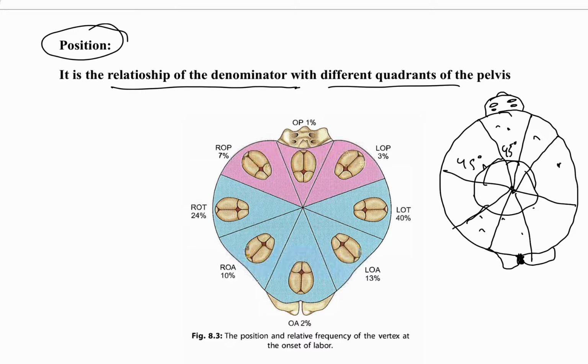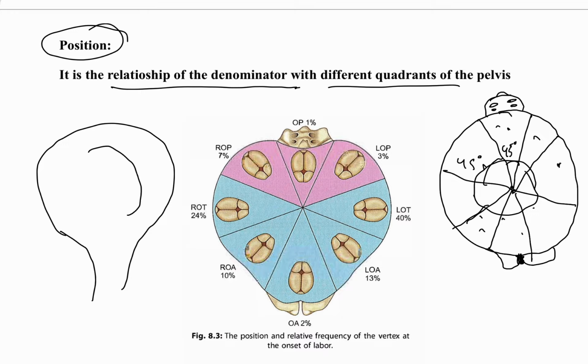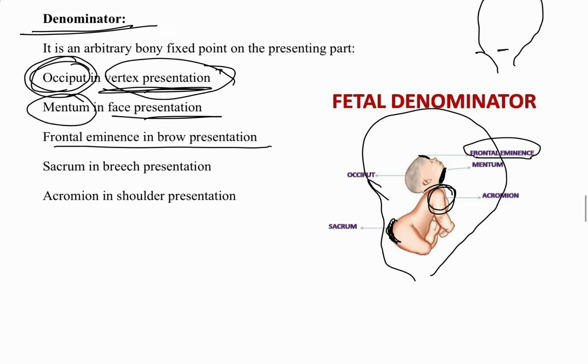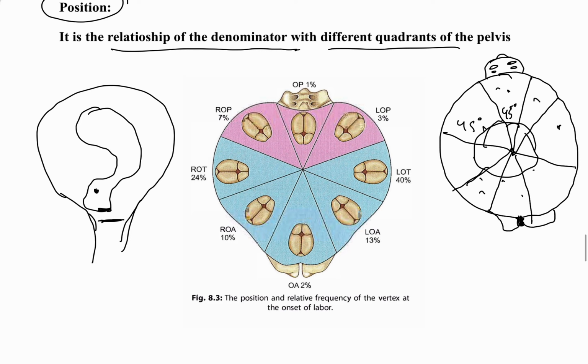In case of vertex, if the vertex is the presenting part of the fetus, what is going to be the position? So let's say for example that the fetus is in a cephalic presentation, which means the head end is occupying the lower pole of the uterus, and the vertex is the presenting part, which means the internal os is overlaid by the vertex. So in that case, what would be the denominator? The denominator will be occiput, right? In vertex presentation, the denominator is occiput. Now, according to the location of this occiput, as you can see, this is the occiput here.